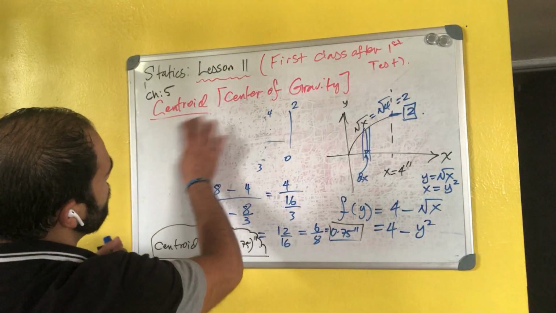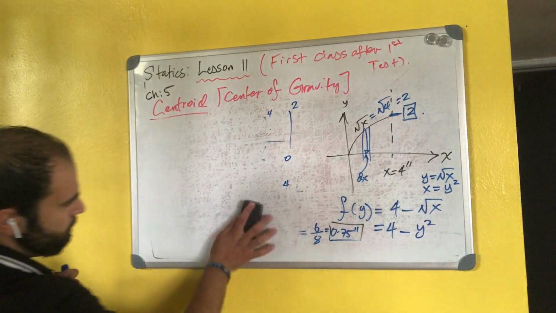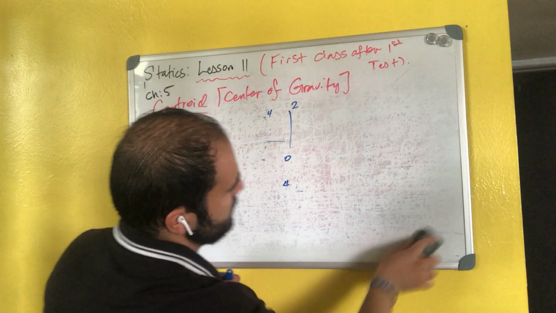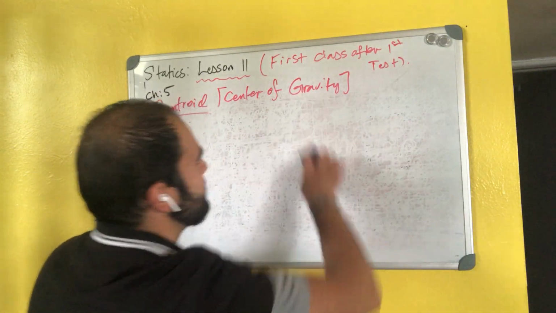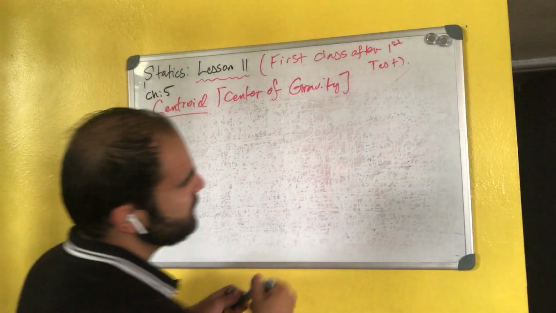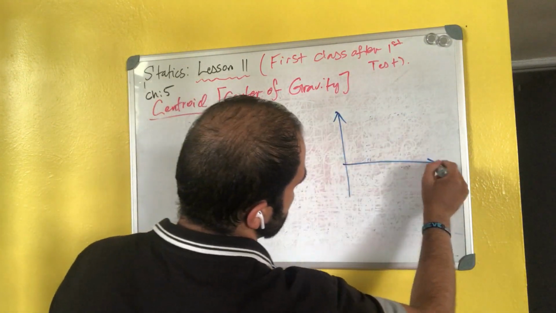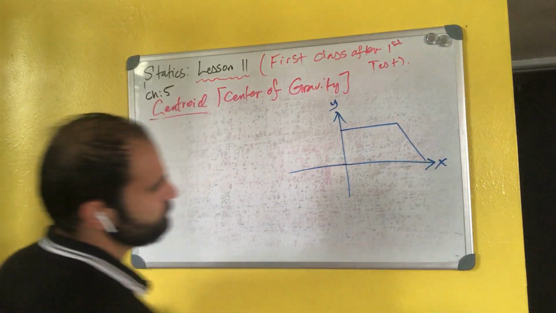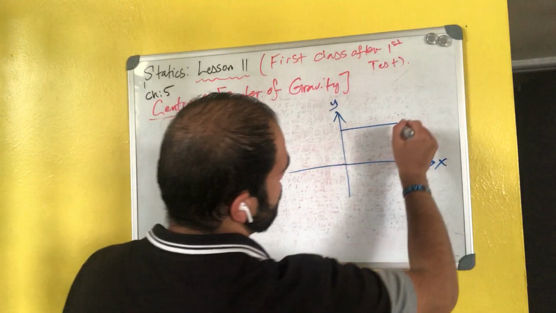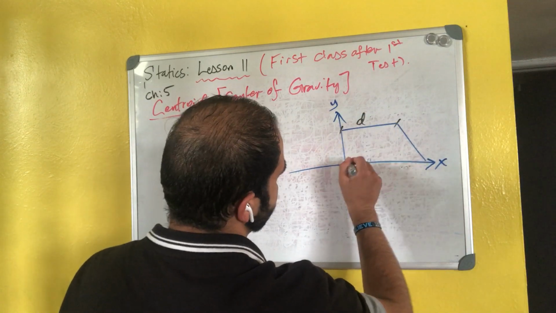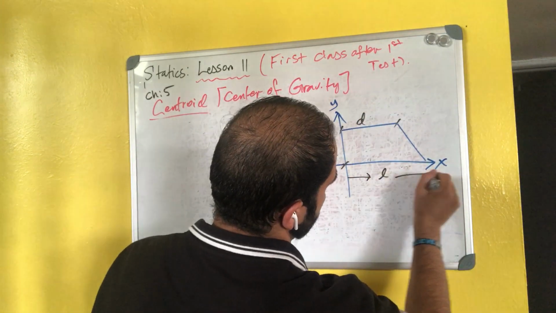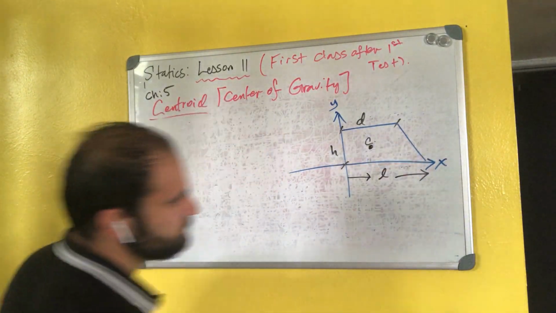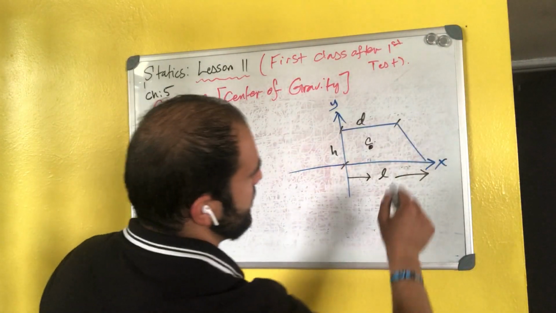So next time we're going to do the more practical, or common, way to do centroids using the composite area method. Just a quick introduction. If you've got something like this, and you have something like this, obviously, dimensions are given. Where is the centroid located? Next time we're going to talk about this.